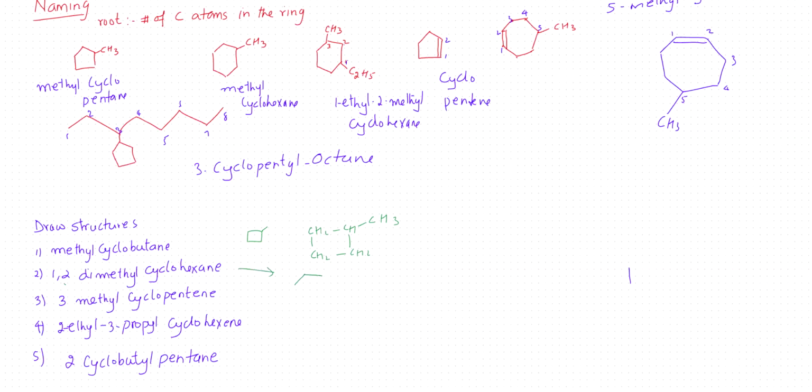This is cyclohexane. So 1,2-dimethyl. Anywhere you can start, carbon 1, and this will be 2. If this is 1, this will be 2. So 1,2-dimethyl. There is one methyl here and another methyl here. So 1,2-dimethyl cyclohexane. Third is 3-methyl cyclopentene.